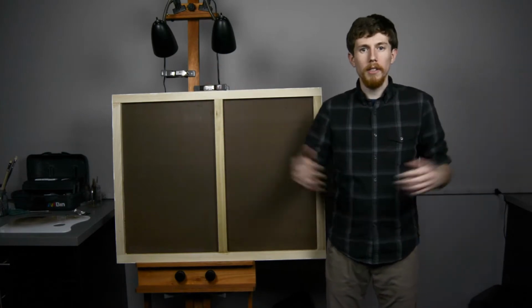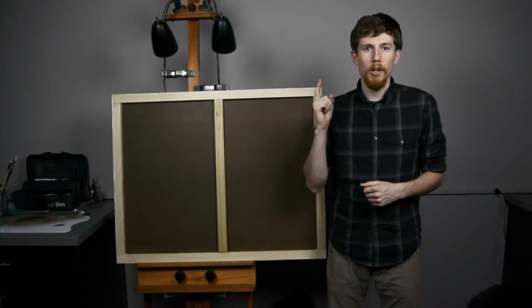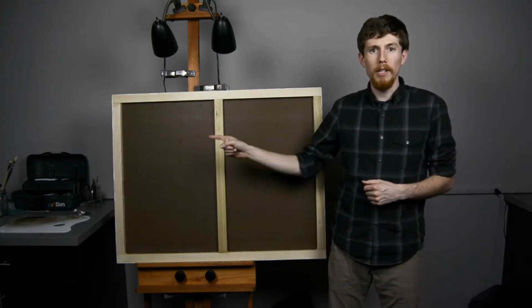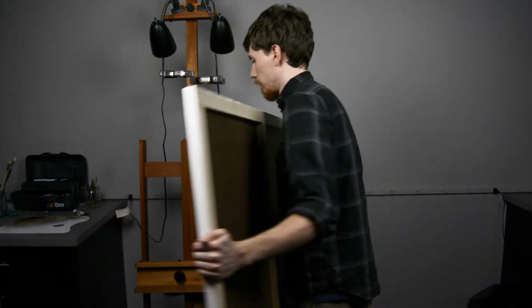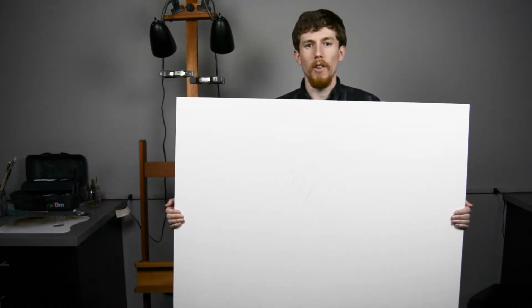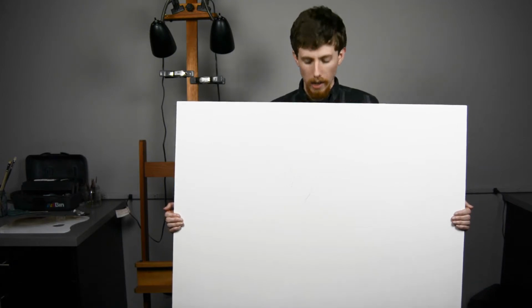Hey everyone, my name is Kevin Moore and today I'm going to show you how to paint on a big piece of Masonite. So this is the front side of the panel where I'll be painting on, and as you can see I already started a line drawing.